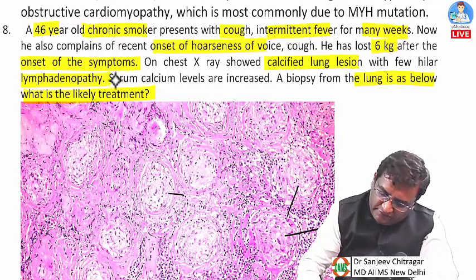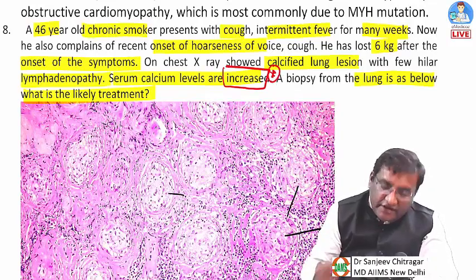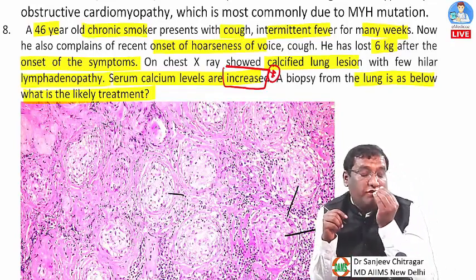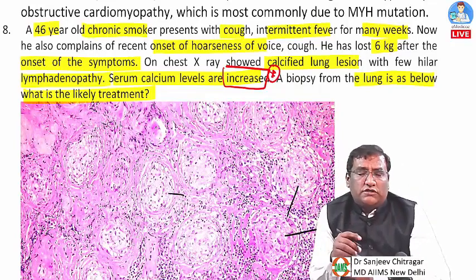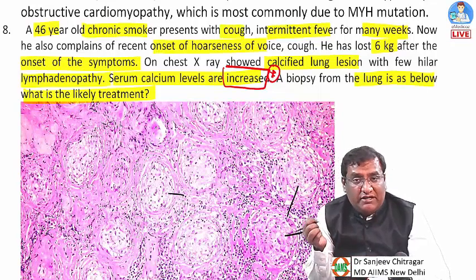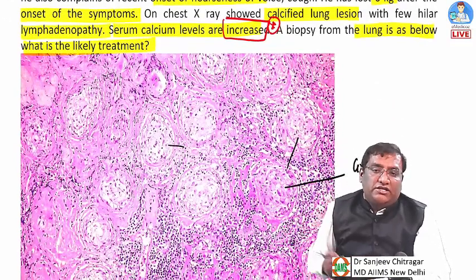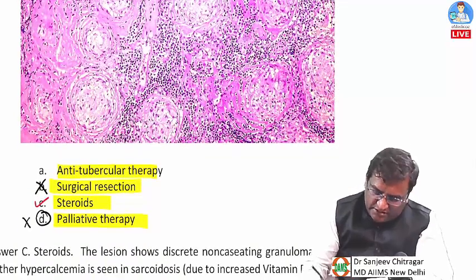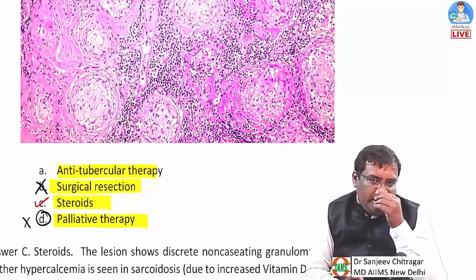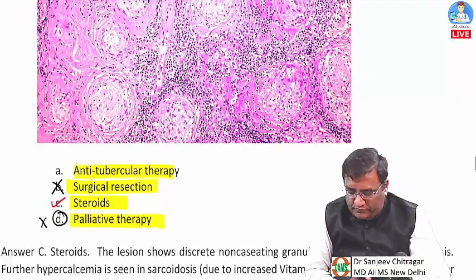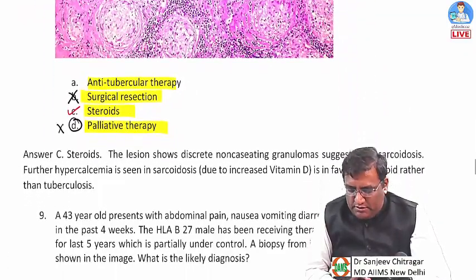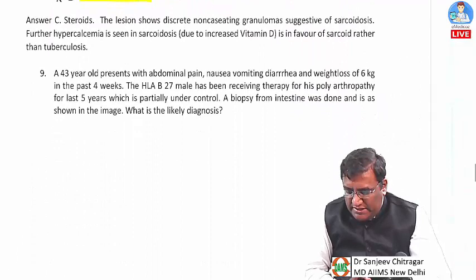Serum calcium levels are increased. Clinically, calcium levels are increased. This is a keyword which is in favor of sarcoidosis, not in favor of tuberculosis. In sarcoidosis, because of an increase in vitamin D, there will be hypercalcemia, and there are non-caseating granulomas. So the answer here will be steroids, not anti-tubercular therapy. Right?